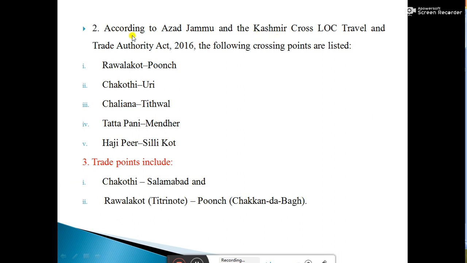There is another piece of information about the LOC. According to the Azad Jammu and Kashmir Cross-LOC Travel and Trade Authority Act 2016, the following crossing points are listed: Rawalkot, Poonch, Chakoti, Uri, Chaliana, Tiwal, Tatrapani, Mendhar, Hajipir, Sillikot.